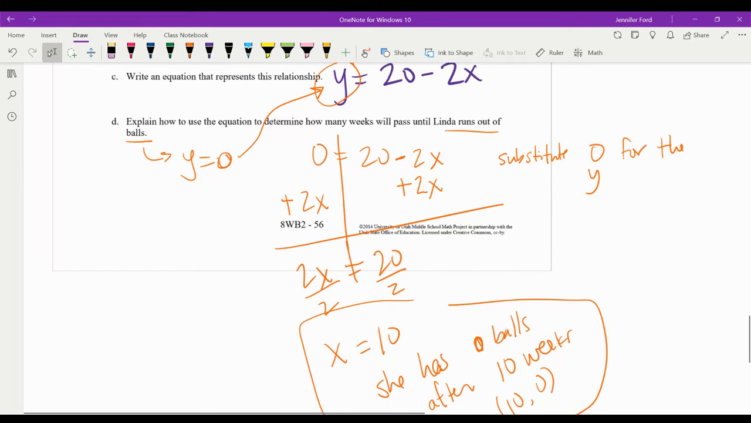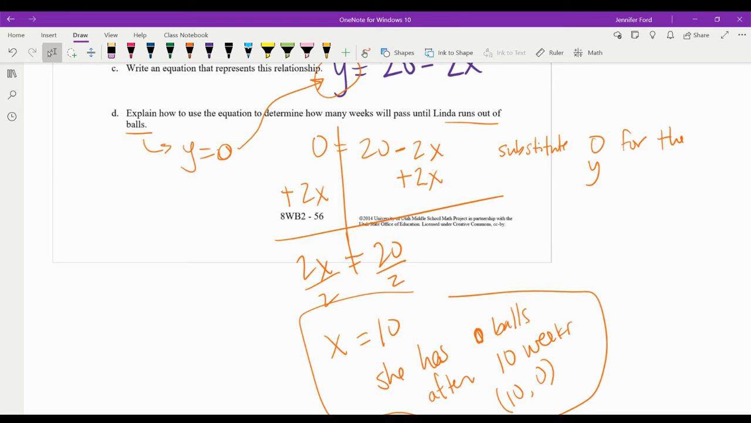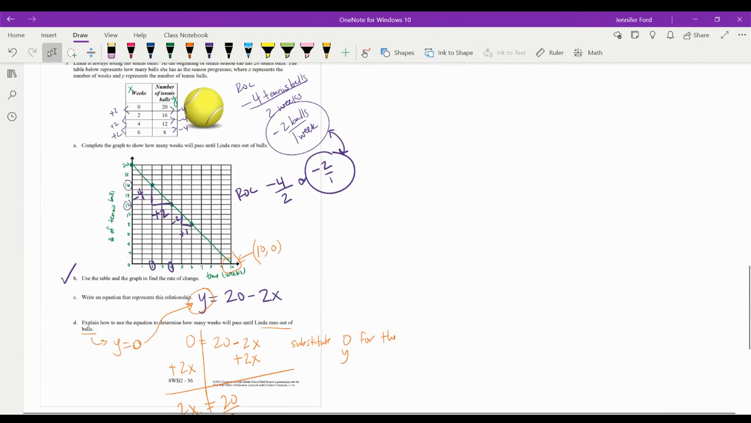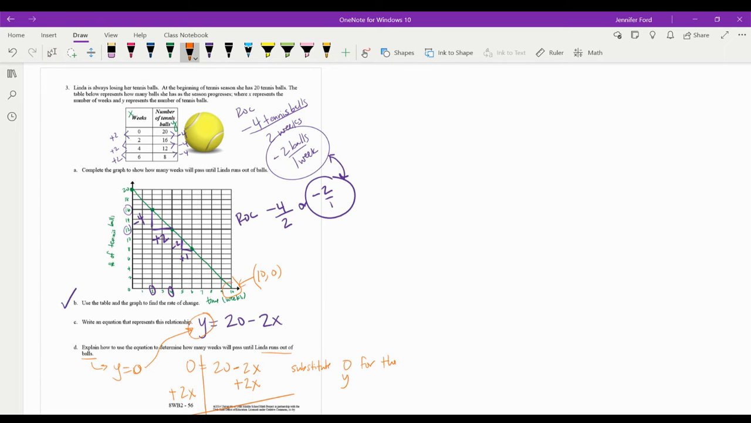We can determine how many weeks will pass until Linda runs out of balls. It's going to be 10 weeks. We can find that in lots of different ways. This question said, explain how to use the equation. So that's the strategy I used. You could also have, like if I'd gone minus 4 and then minus 4 2 more times, that'd be 6, 7, 8, 9, 10, and we'd be at 4 and 0. So you could extend the table as well, if that is helpful. Okay, awesome, great. See you later.